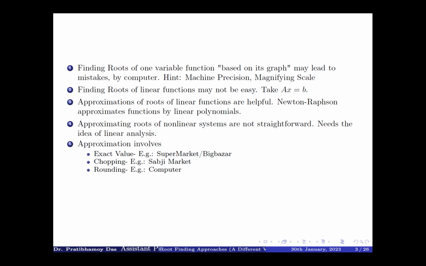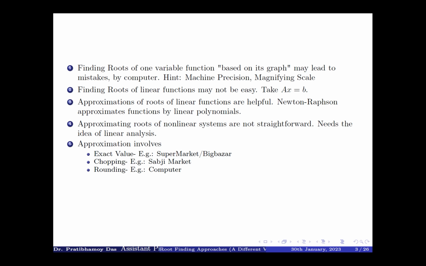Approximating roots of nonlinear systems is not straightforward, as I said, because you cannot plot all nonlinear functions in n dimensions. In 2 dimensions it is possible, in 3D it is possible, but when you go to 4D, it is not possible. You cannot plot. So then you have to use a method, let's say Newton-Raphson for nonlinear equations, not for linear equations. Nonlinear equations in Rn, not in R.